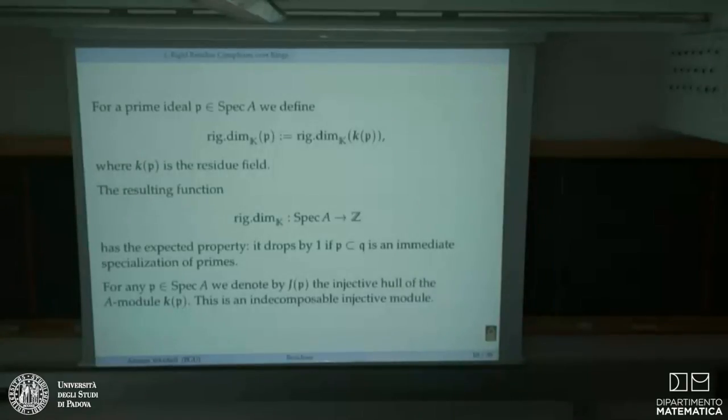Now I have to remind you what injective modules over a ring look like. Over our Noetherian commutative ring A, every injective is a sum of indecomposables, and every indecomposable, I will call it J of P, well defined up to isomorphism, is in fact contained in the residue field, and the residue field sits inside as what is called the socle. And so that's how they're parameterized. However, these things are completely non-functorial.